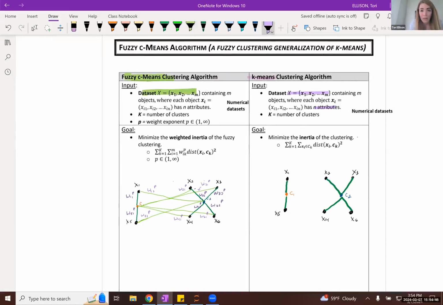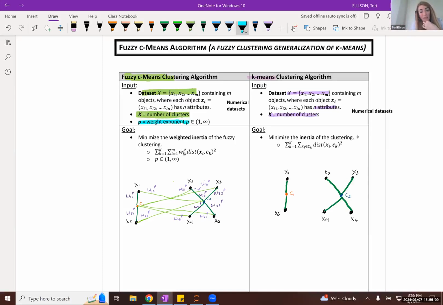In addition, so K-means, like all of our prototype-based clustering algorithms, do require for us to stipulate the number of clusters that we'd like for the algorithm to return. So it's going to be the same thing with fuzzy C-means. Okay, now the final parameter that we are going to stipulate in fuzzy C-means is this P parameter.